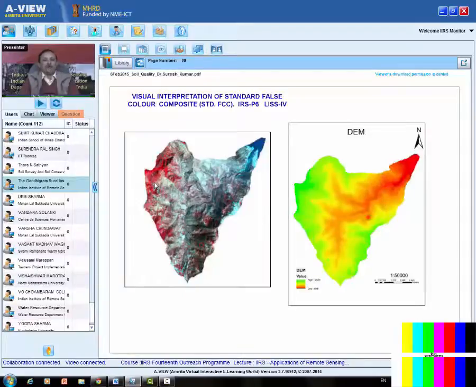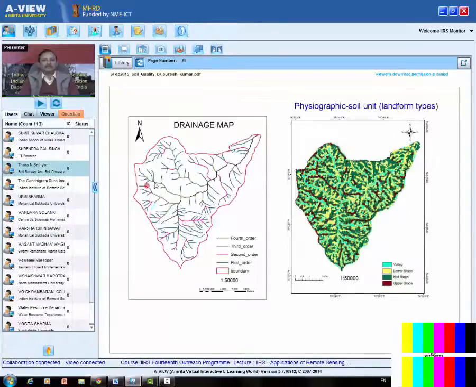So how we do it: this is showing the digital elevation model, DEM. Here it is the lowest elevation and this is the highest elevation. You see the highest elevation area is under the forest and this area is under agriculture. And my objective was to assess the soil quality in agricultural land in the watershed.